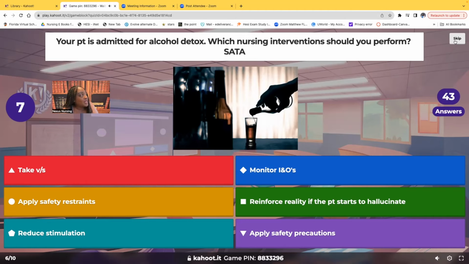I know you hate select all that apply. That's why I'm giving you so many. You guys got to get used to them. Remember, select all that apply, you treat them as true or false.